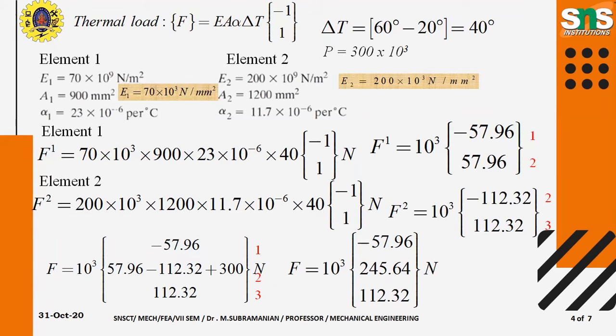Simplified, the constant value is 10 power 3 times minus 112.32, 112.32. Element 2 has nodal points 2 and 3. So we have to indicate the degrees of freedom for the element 2 thermal load vector.